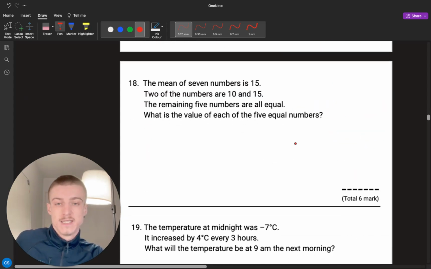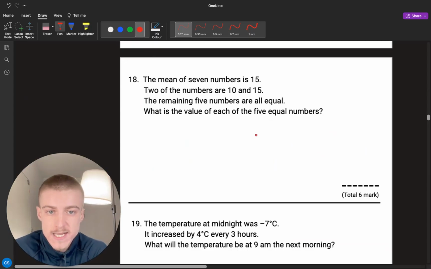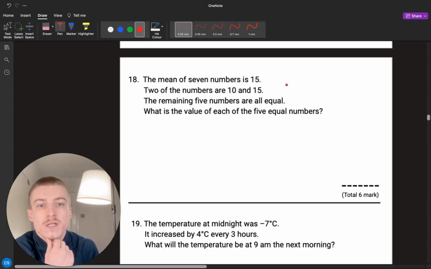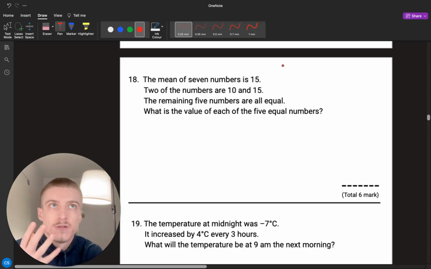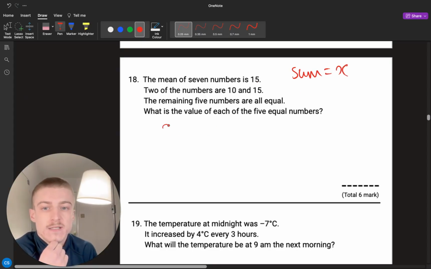Question 18. The mean of 7 numbers is 15. 2 of them are 10 and 15, while the remaining 5 numbers are all equal. What is the value of each of the 5 equal numbers? So the mean is where we add up all the numbers and divide by how many there are. So let's call the sum of all the numbers x. The mean of 7 numbers is 15, so x divided by 7, the 7 numbers, is 15.